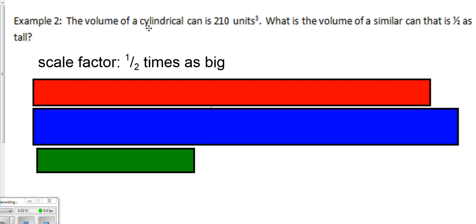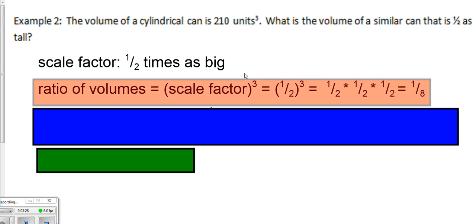Example 2. The volume of a cylindrical can is 210 units cubed. What is the volume of a similar can that is half as tall? So if we had a pop can that is pretty darn big, 210 units cubed, and we had a similar pop can that looked exactly like it, but it was half of the size. It was half as tall, half as wide, half all of those measurements. That means our scale factor is 1/2 times as big. We want to find the volume of the smaller can, though.